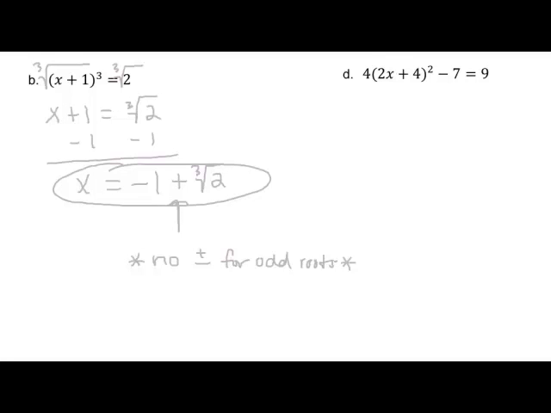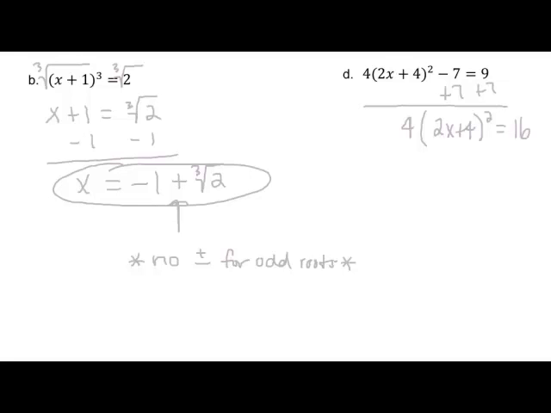For part D, notice that our square has other things around it. So we need to isolate our exponent or our root first before we can take the square root or the cubed root or whatever we need to do to get rid of the root or the exponent. So the first thing we want to do is add 7 to both sides. So we get 4 times 2x plus 4, quantity squared, equals 16. Next, we're going to get rid of the 4. It's multiplied by this quantity, so we're going to divide to get rid of it. So we have 2x plus 4, again that's squared, equals 4.